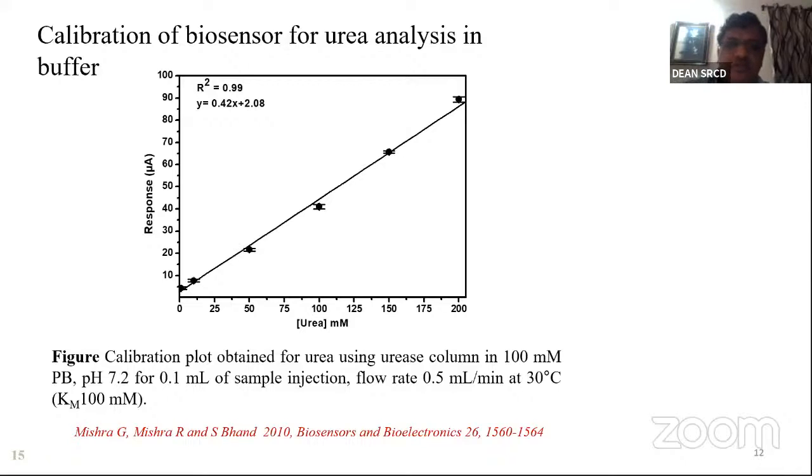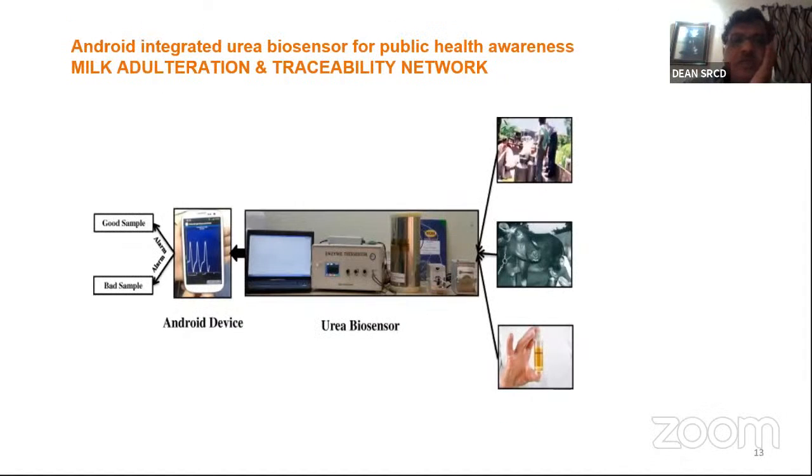So the objective was to have a sensor which could, ideally, serve different scenarios, such as where the milk is being collected from the day's supply coming to the milk processing plant. So there are various collection centers. You also have dairies where animals are directly kept for milk production. You also have urea in urine, a biomedical marker.